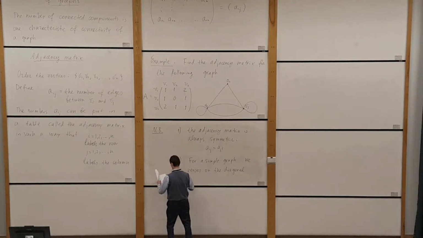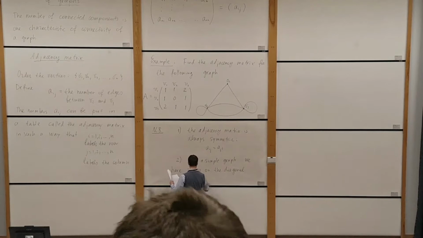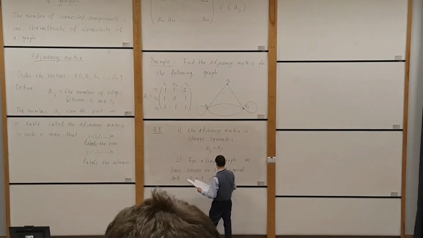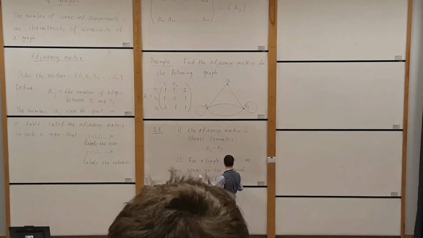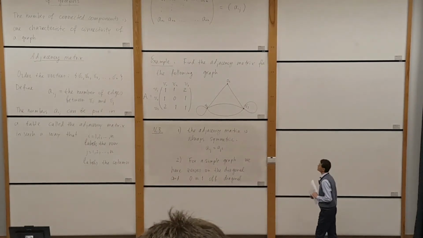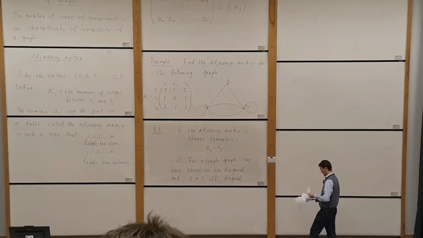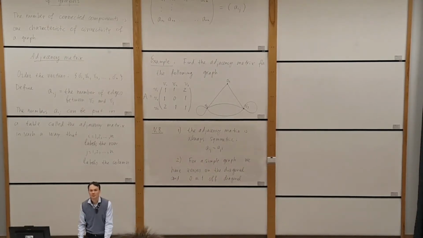So 0 or 1 away from the diagonal, okay, for the off-diagonal entries. Any questions so far? Okay, clear.